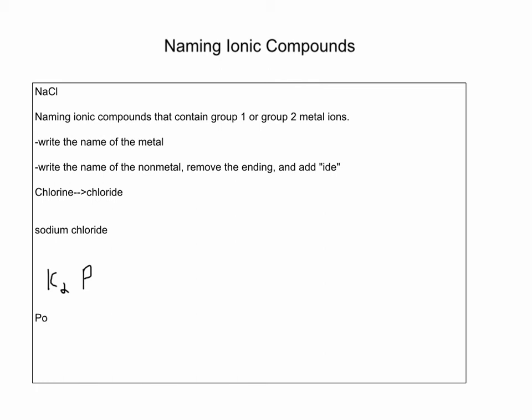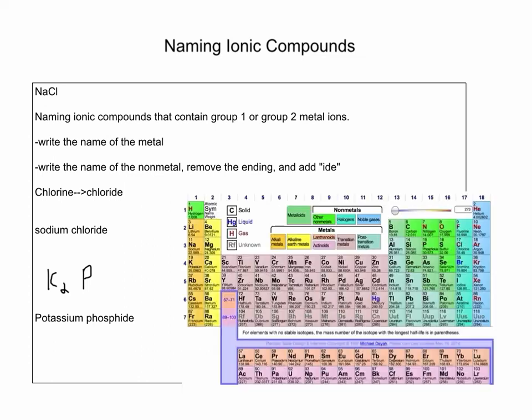K is potassium. That's our metal ion. And the P is phosphorus. So we take the ending -us away from phosphorus, and it becomes phosphide. So the name of this compound is potassium phosphide.